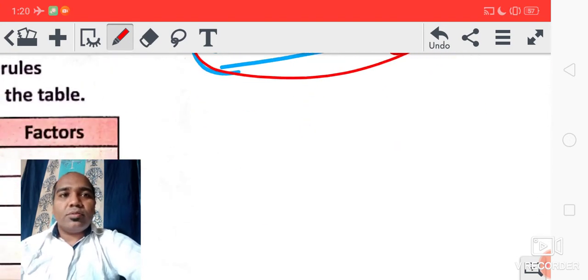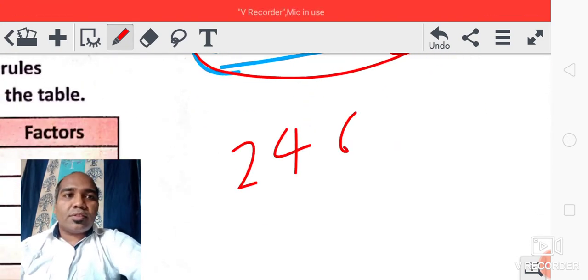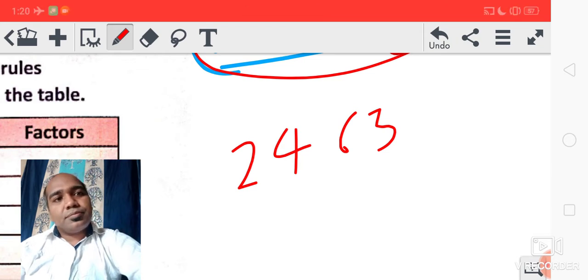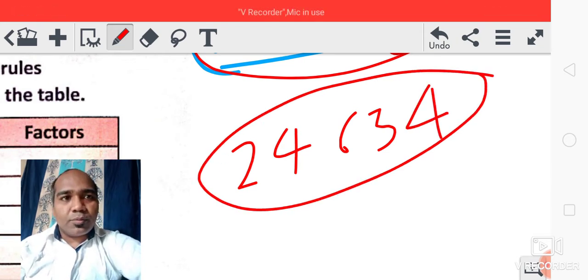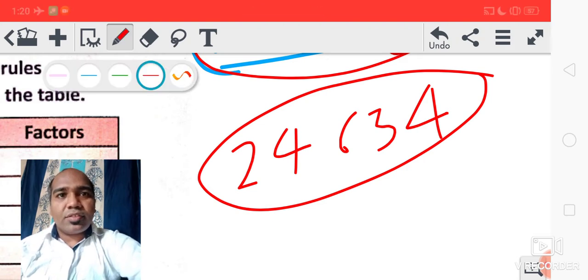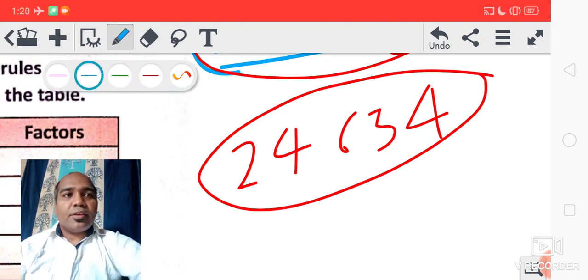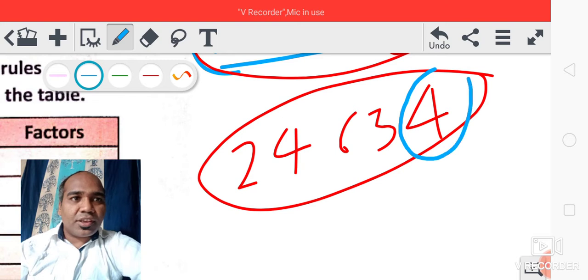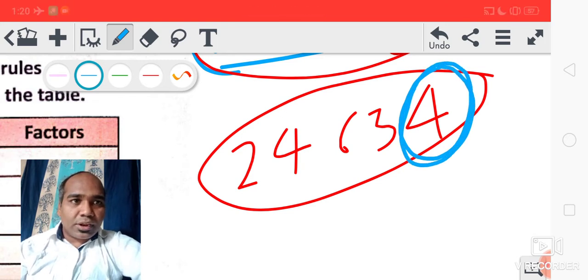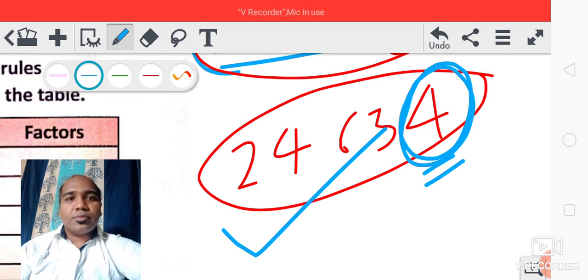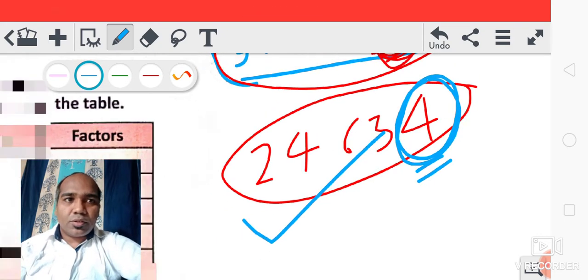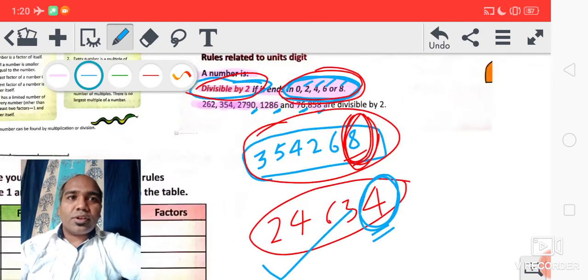Now if I ask you 2, 4, 6, 3 and 4, this big number, is it divisible by 2? Without division can you say whether it is divisible or not? We can say yes, the last digit is 4. So the last digit is 4, that means it will be divisible by 2, according to the rule. Got it? So this is the rule.